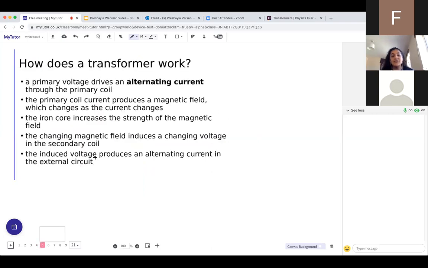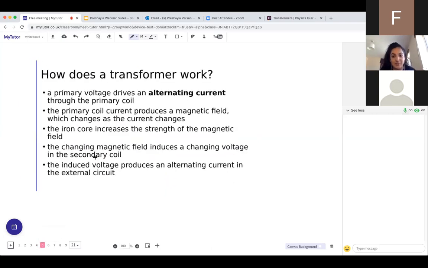Okay, so how does a transformer work? This is the big part of the topic. The most important question is, how does a transformer work? And there have been several 6-mark, 4-mark questions over the years with just this as the question. No other help, no other information. How does a transformer work?